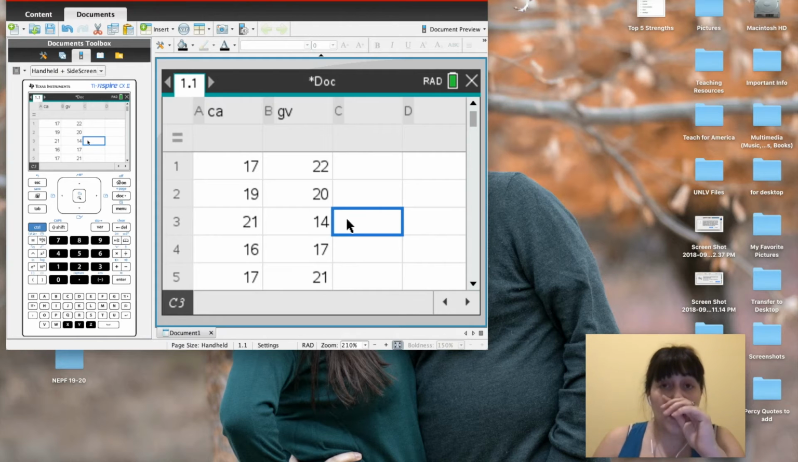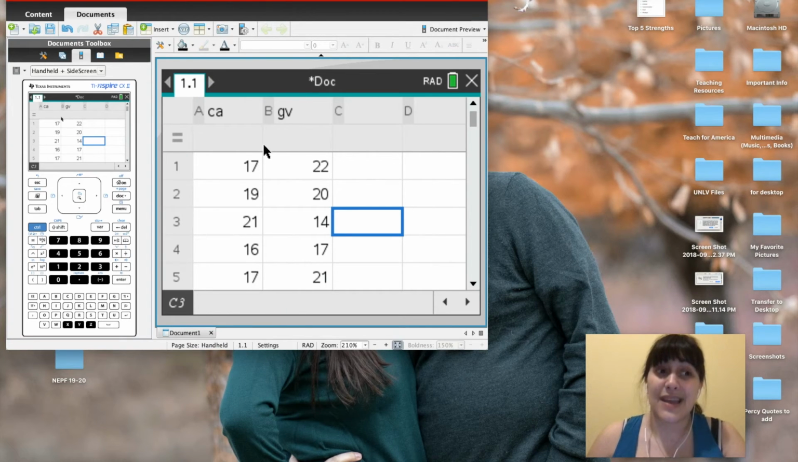Okay, so I'm hoping that you have all of your data in your calculator already. Because I have two different variables, notice that I've named mine CA and GV, so it's going to help me later. What I'm going to do is run two variable statistics, so that I only have to do it once.